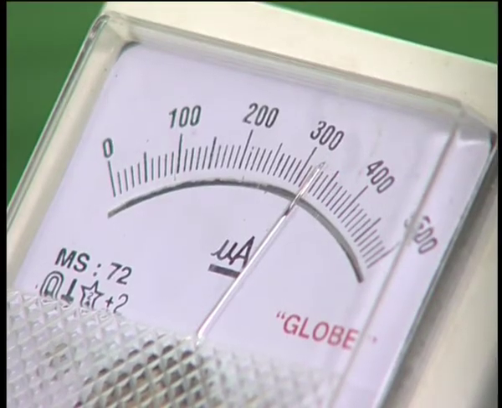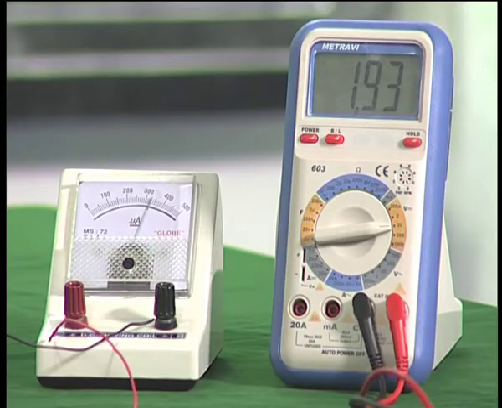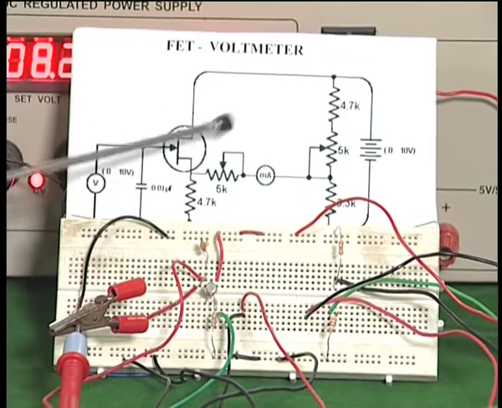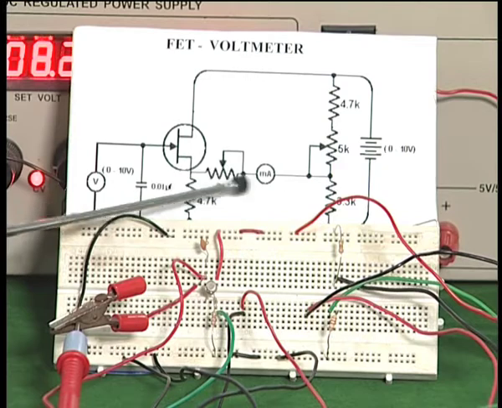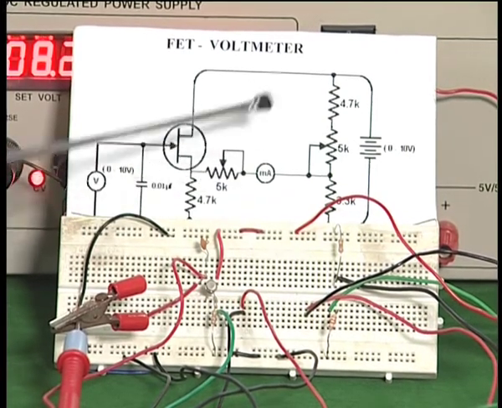If I keep increasing, why is it changing? It is because the gate source voltage is now varied, and therefore the resistance is changing, and therefore in the bridge there is an imbalance, and there is a current flowing through it. So, this is what is being made use of as the voltmeter.